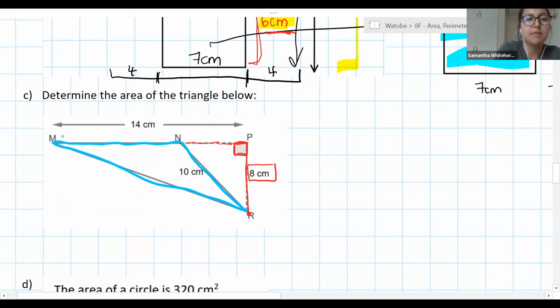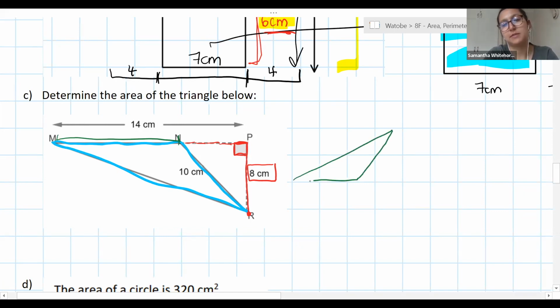So you almost need to imagine this triangle flipped the other way around. I don't even want to attempt to draw that because it would be quite shocking. Let's try. You almost need to imagine the triangle sitting something like this, with this whole length over here being 14 centimeters, our perpendicular height being 8 centimeters, and this slanted distance over here being 10 centimeters. That's essentially what information we've been given.